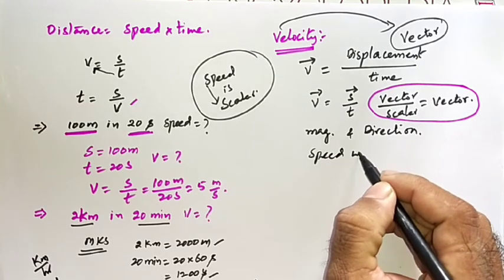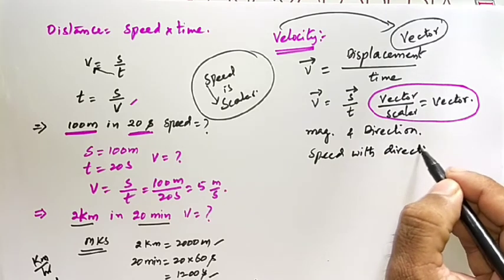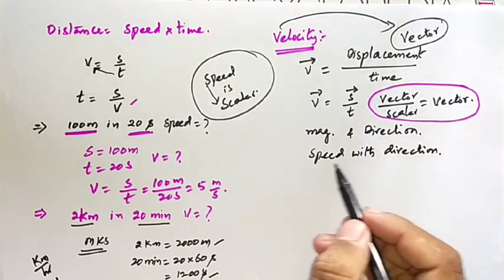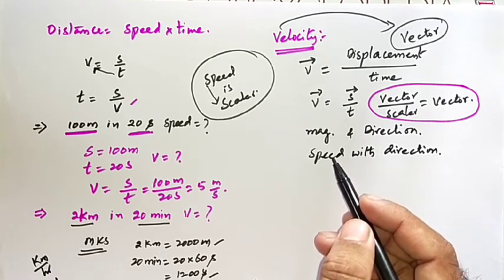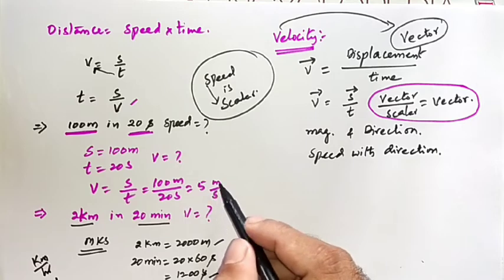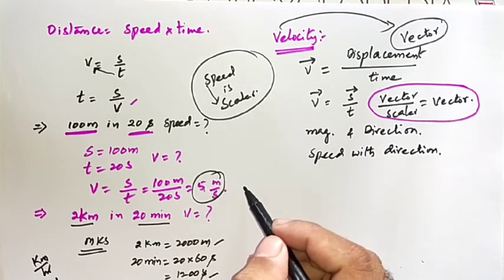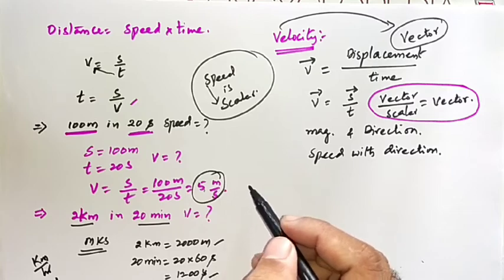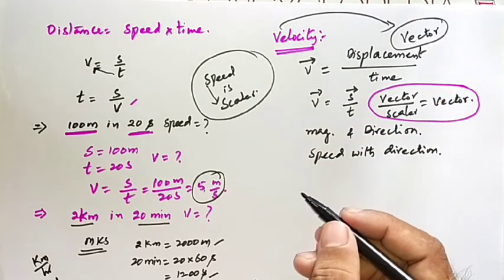Speed with direction. Speed is nothing but a magnitude. See here, the speed of the body is 10 meters per second, 5 meters per second. Five is the magnitude. It has no direction like east, west, north. If that speed has any direction, then it is simply called velocity.